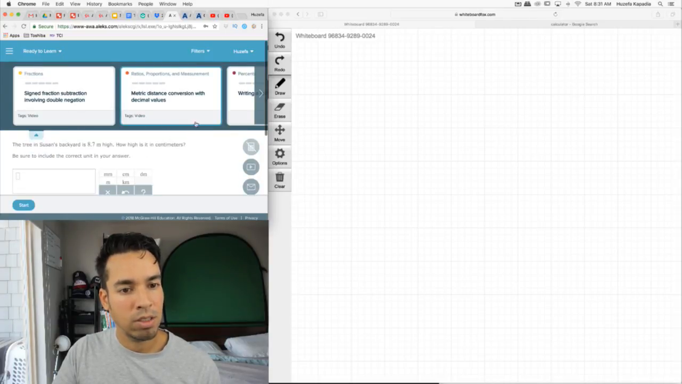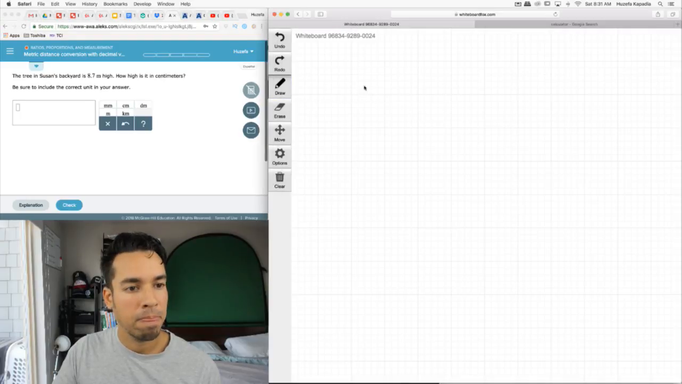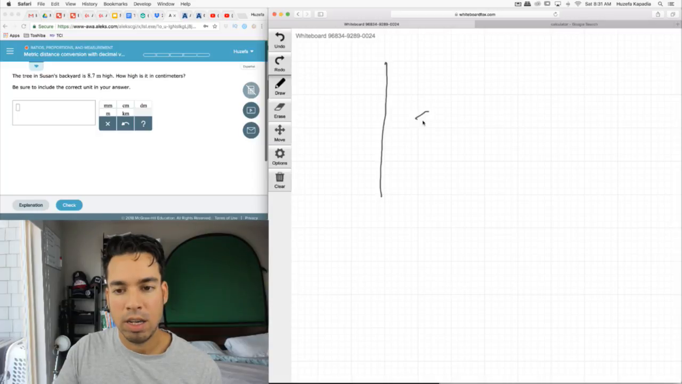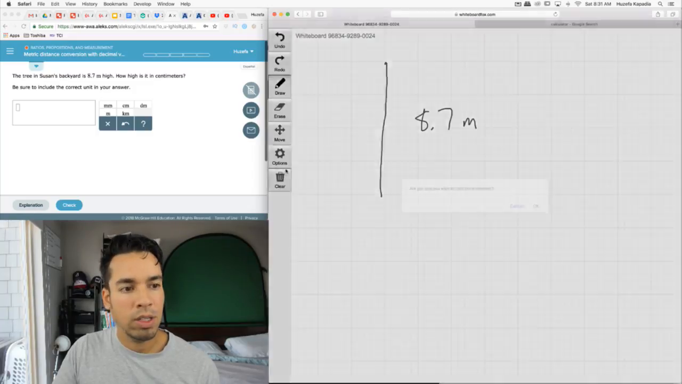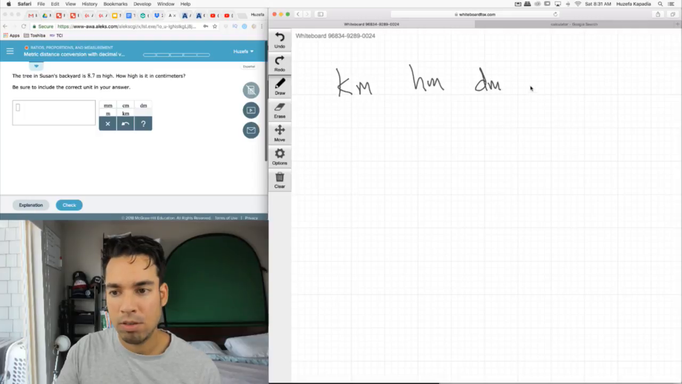Here we go. Metric distance conversion with decimal values. The tree in Susan's backyard is 8.7 meters high. Okay. 8.7 meters. How high is it in centimeters? Actually, you know what I'm going to do is set up my little thing here. So we've got kilometers, hectometers, decameters, meters, decimeters, centimeters, and millimeters. The reason why I like to do this is because this makes it pretty easy.